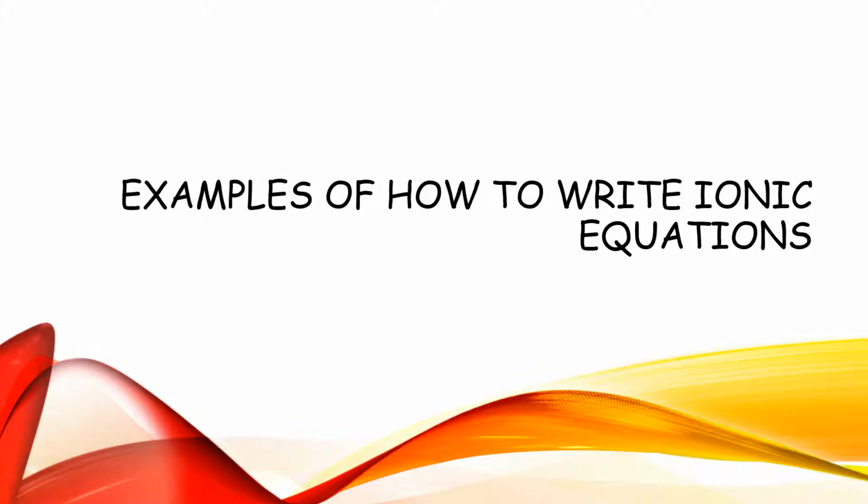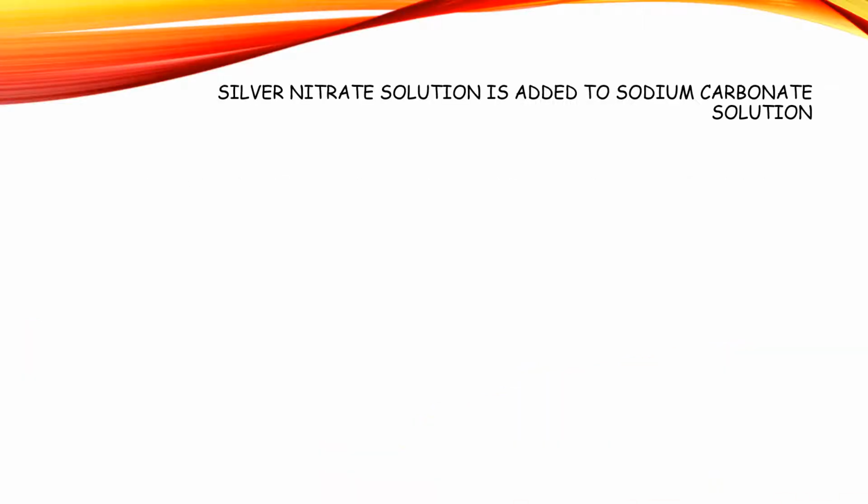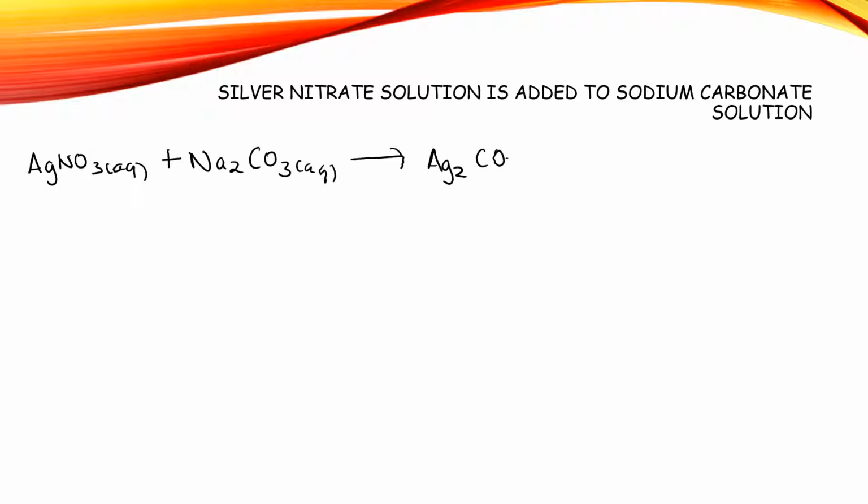Now let's try an example. Silver nitrate solution is added to a sodium carbonate solution. I'm going to start by writing the molecular equation. So silver nitrate is added to sodium carbonate solution. Now I'm going to use chop kapow. I'm going to get silver carbonate, and using my solubility tables, I find that that is a solid, plus sodium nitrate solution.